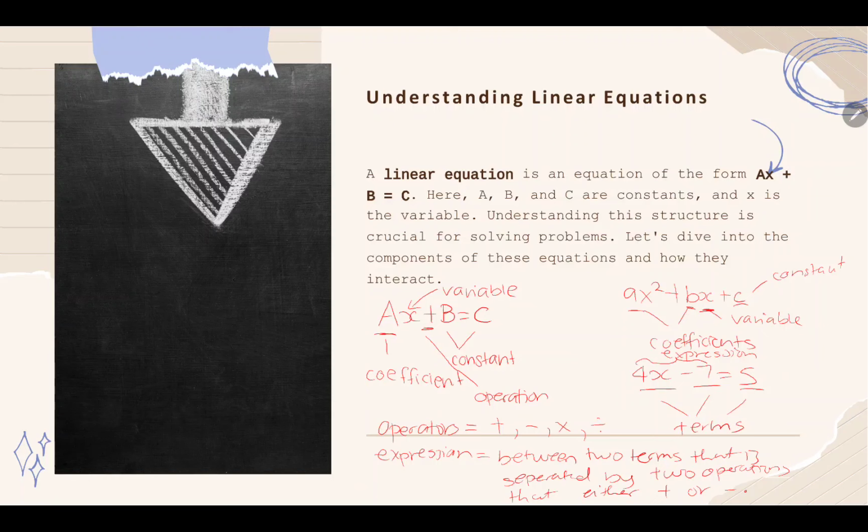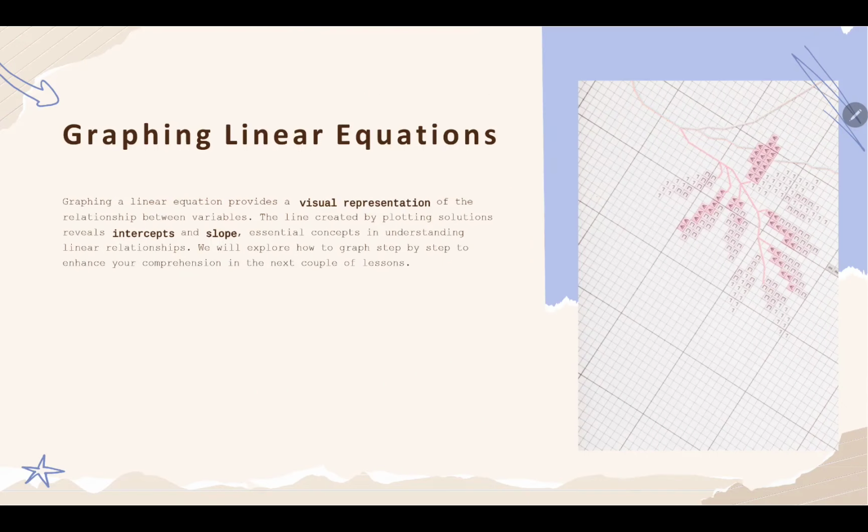Now that we have an understanding of linear equations, we'll move on to the next slide. Graphing linear equations. We won't be doing that this lesson, but we will learn how to do it step by step in the next couple of lessons. Now, graphing a linear equation provides a visual representation of the relationship between the variables. The line created by plotting the solutions will reveal the intercepts and the slope. That is the essential concepts in understanding what the linear relationships are.